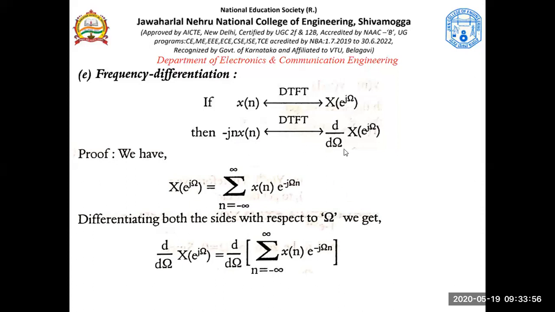Differentiating both sides with respect to omega. This is the frequency domain equation, and I need this frequency domain differentiation. That's why we have considered the frequency domain equation and we are differentiating both the sides. Understand? So the left side would be as it is. What changes would happen on the right hand side needs to be seen.